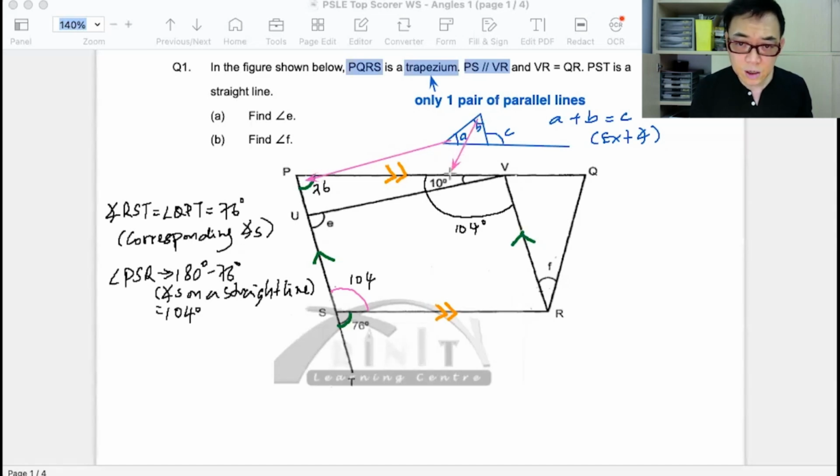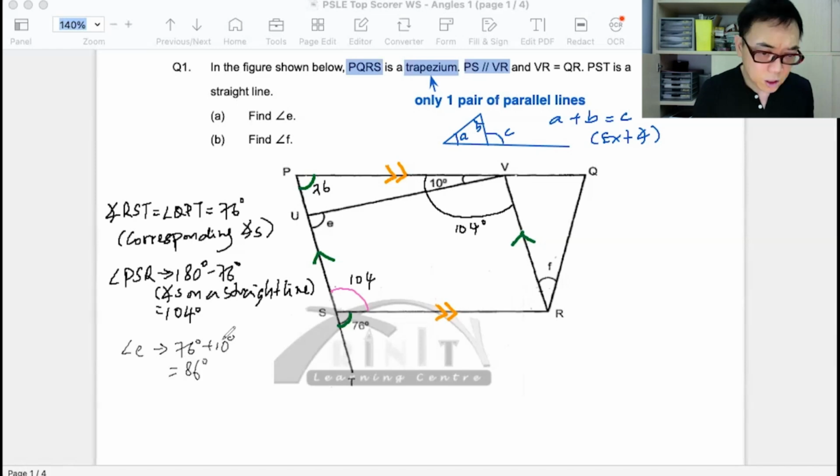Angle B is the angle over here, the 76 and the 10. This angle C is the angle over here. Can you see the relationship? So we're going to use that method. Angle E: 76 plus 10 equals 86, done. Name of the rule: exterior angle.